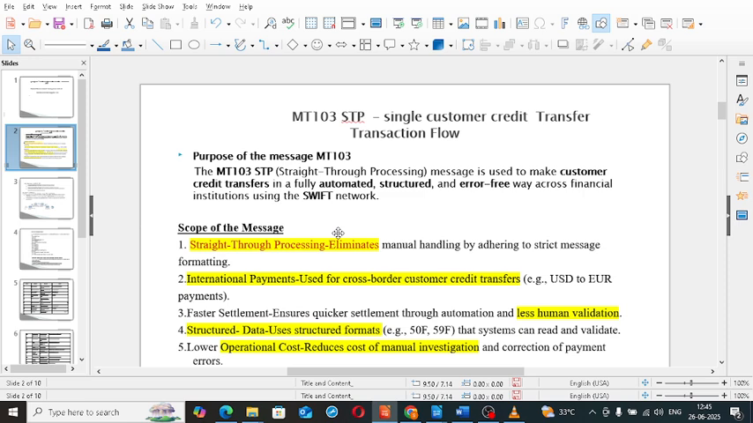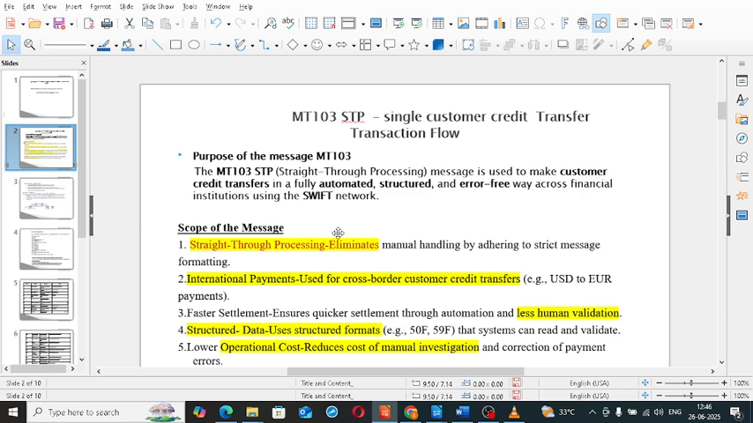Another point: MT103 STP mostly uses a structured data format. Fields 15, 52, 53, 54, 55, 56, 57, 59 are all in structured format. It accepts only the A format, like 15A, BIC code or IBAN number. Only those kinds of formats are used for the MT103 STP process.